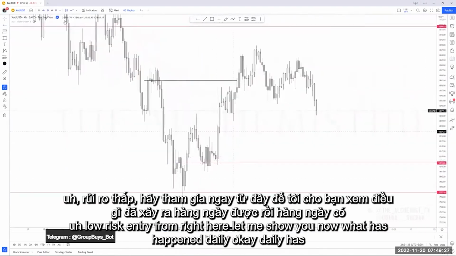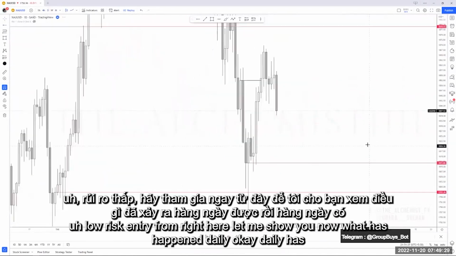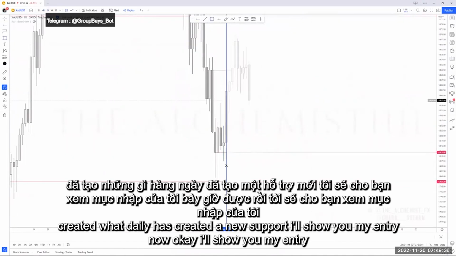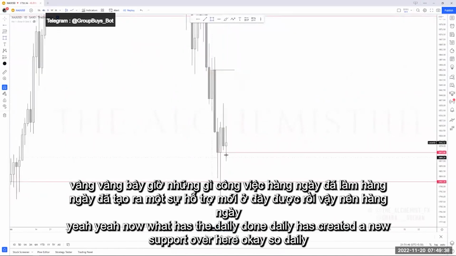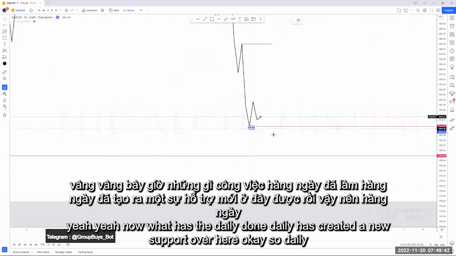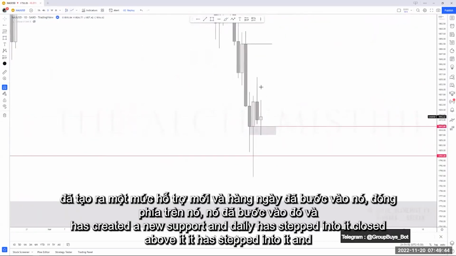Let me show you. Now, what has happened? Daily has created a new support. I'll show you my entry now. What has the daily done? Daily has created a new support over here, and daily has tapped into it and closed above it.